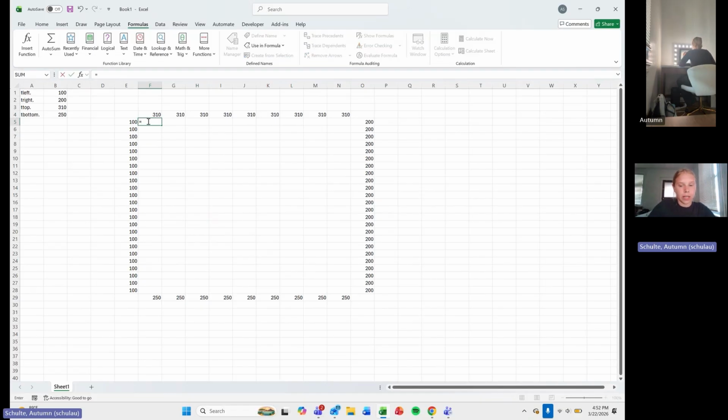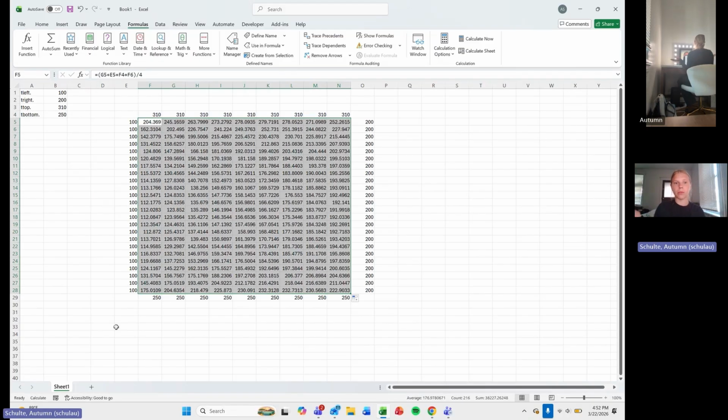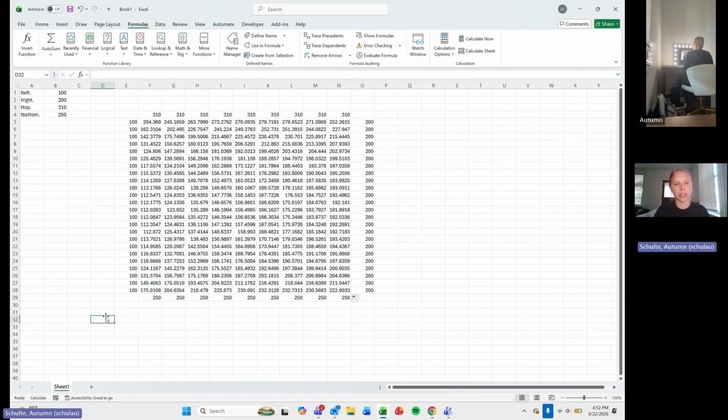So that equation was that the temperature to the right of us plus the temperature to the left of us plus the temperature above us plus the temperature below us divided by 4 gave us the temperature at our specific position. So we'll hit enter. And then we'll just drag this down and then drag this over. And there we go. We filled in our grid with all of our different temperatures depending on what position we are at.